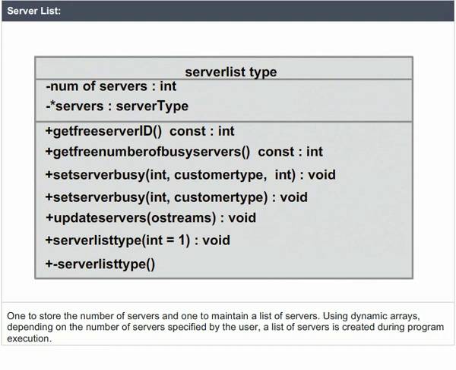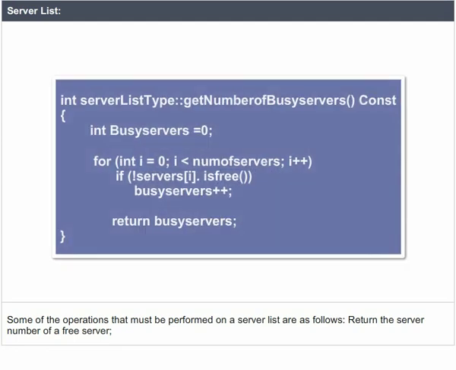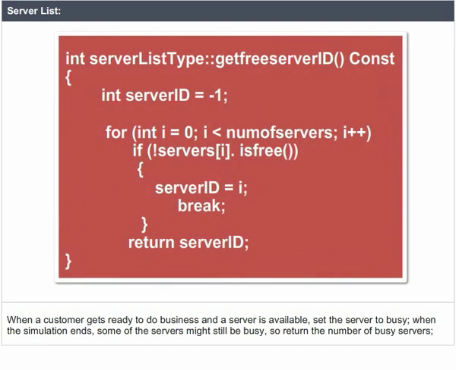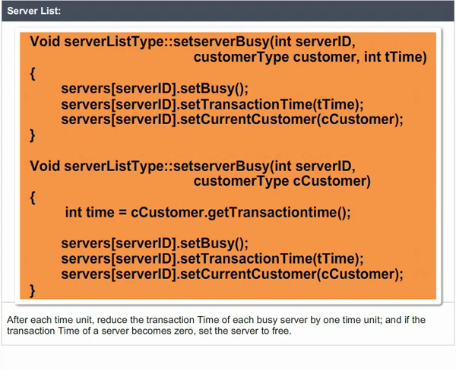Using dynamic arrays, depending on the number of servers specified by the user, a list of servers is created during program execution. Some of the operations that must be performed on a server list are as follows. Return the server number of a free server. When a customer gets ready to do business and a server is available, set the server to busy. When the simulation ends, some of the servers might still be busy, so return the number of busy servers. After each time unit, reduce the transaction time of each busy server by one time unit. And if the transaction time of a server becomes 0, set the server to free.